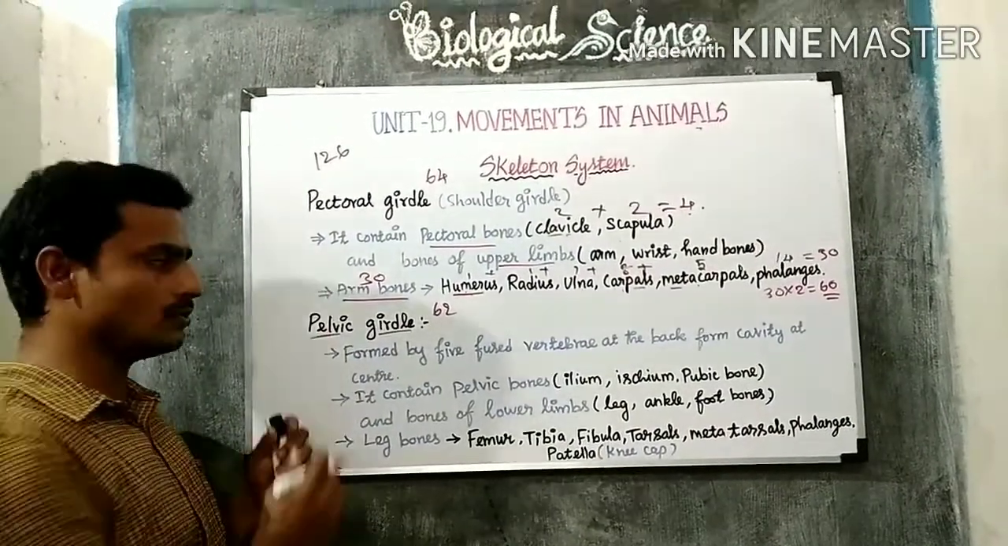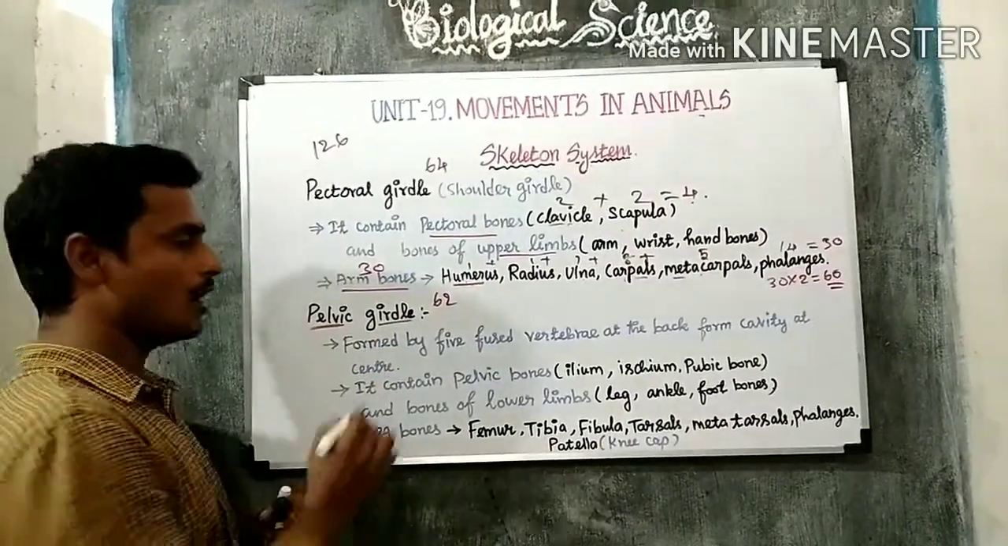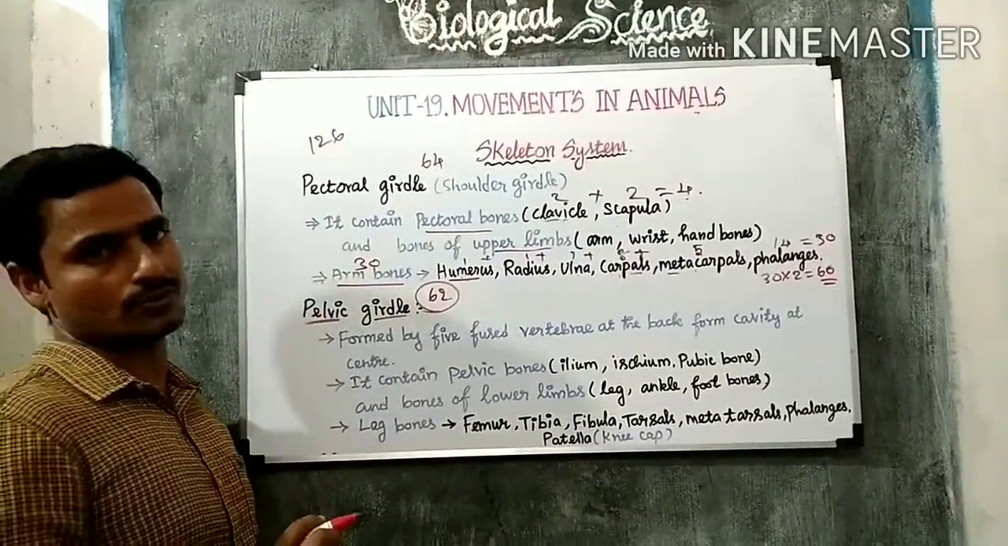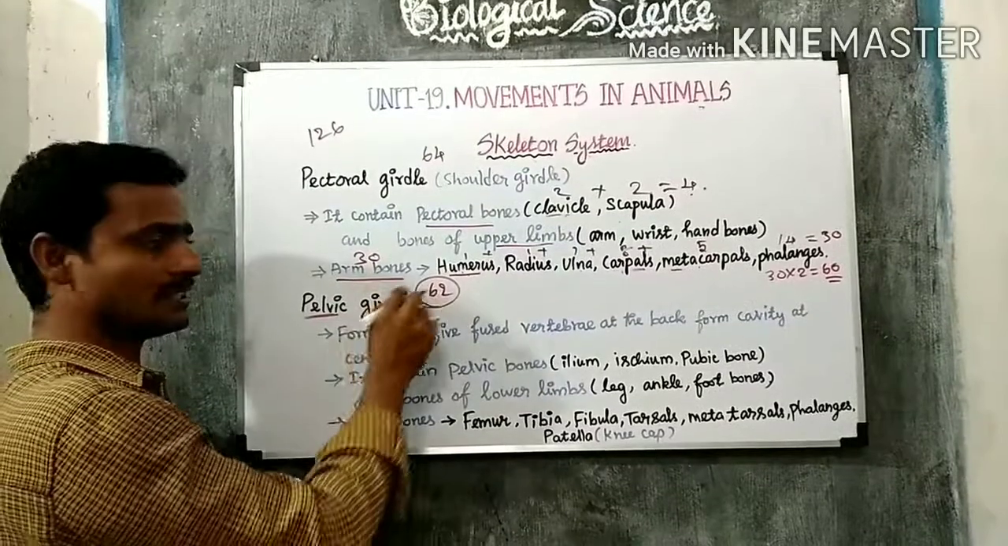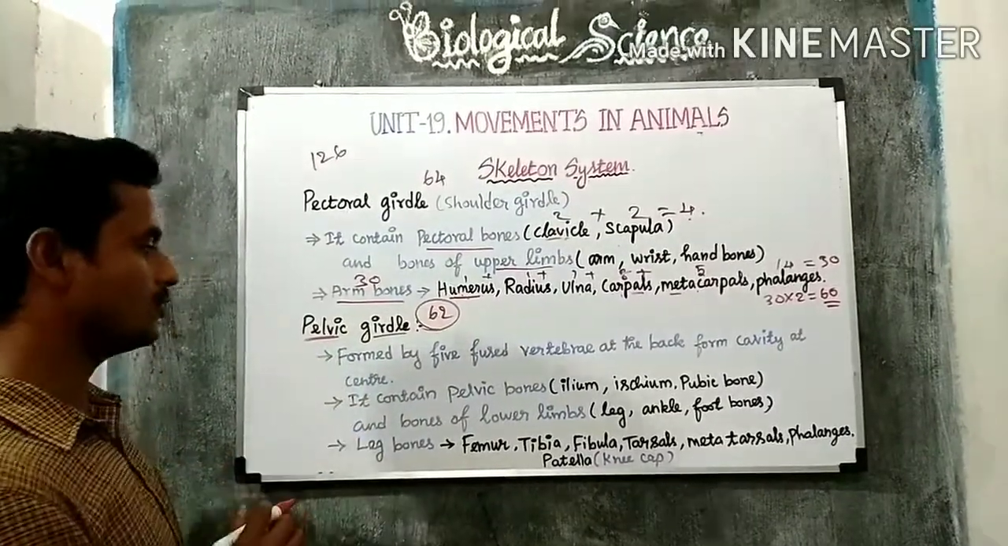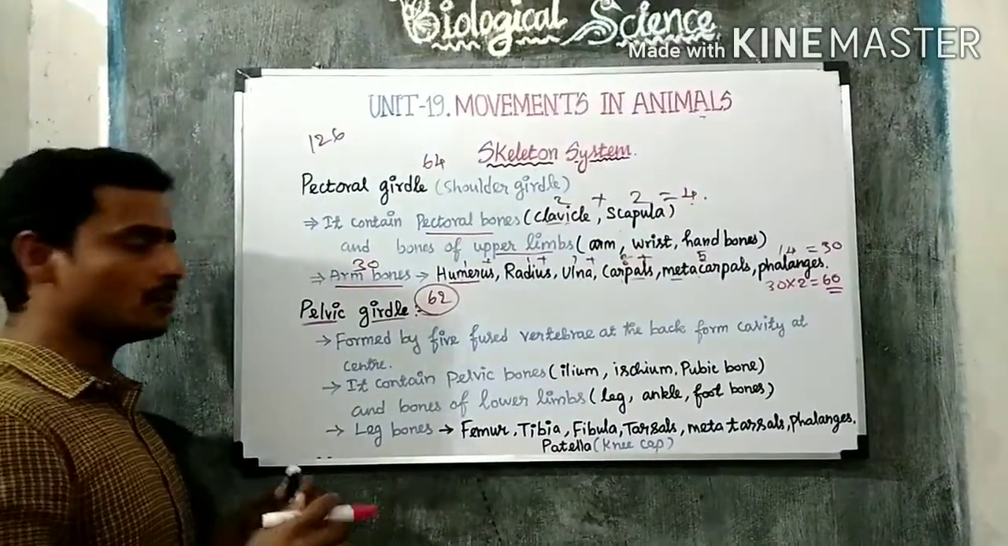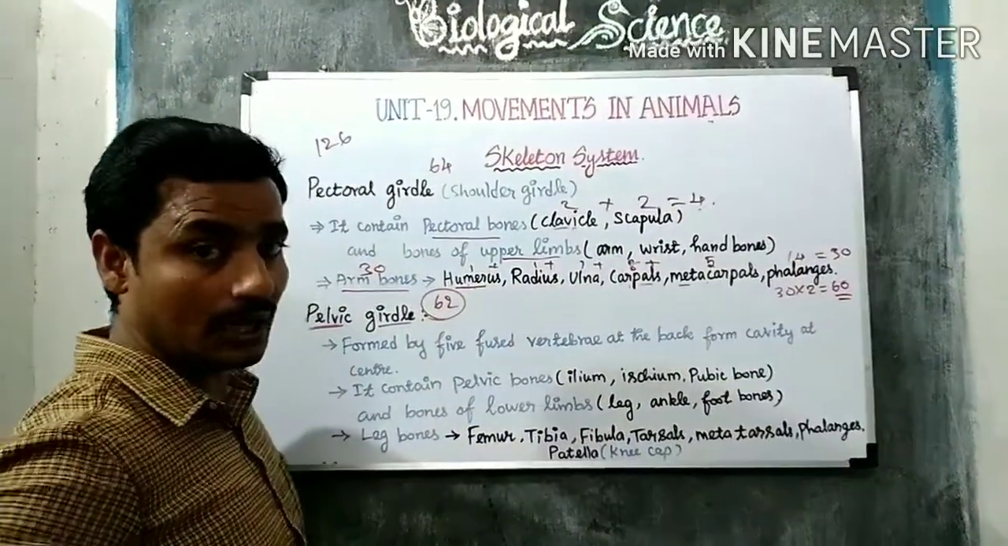Now coming to the pelvic girdle. How many bones are present in the pelvic girdle? 62 bones are present in the pelvic girdle. We are going to check that. First of all, what is meant by pelvic girdle? The pelvic girdle is present in our hip region.